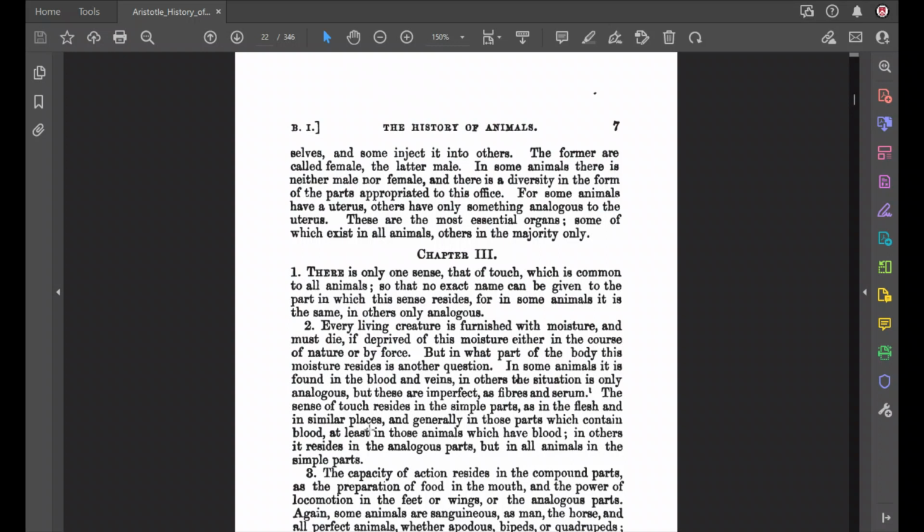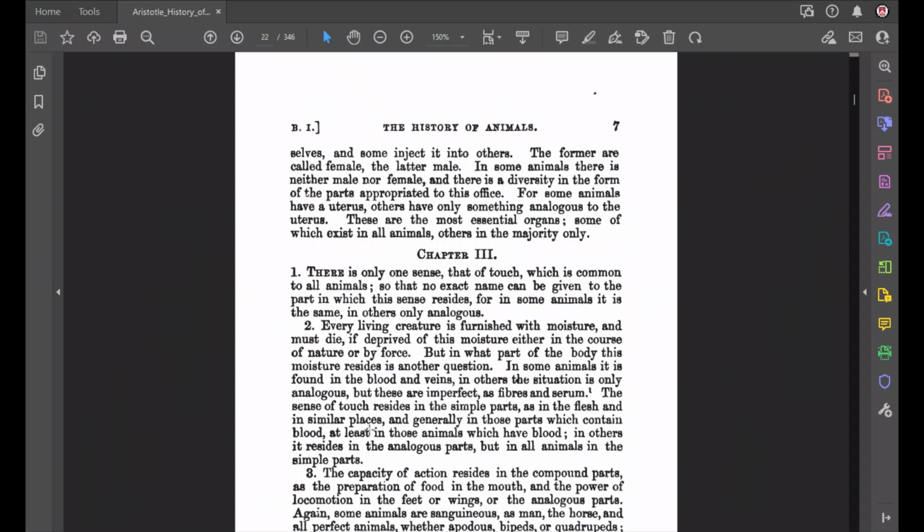In some animals, there is neither male nor female. There is a diversity in the form of the parts appropriated to this office. Some animals have a uterus. That's the organ where the fertilization takes place and the baby actually develops. Others have only something analogous or like a uterus. These are the most essential organs of animals, some of which exist in all animals, others in the majority only. So the essential organs, and that's the end of chapter 2.